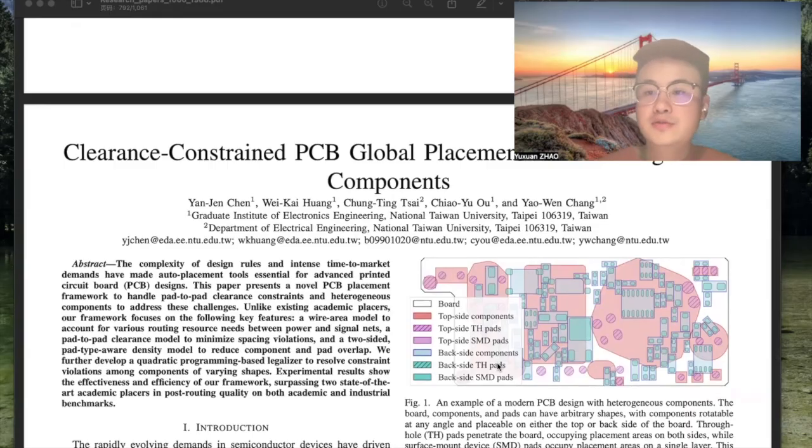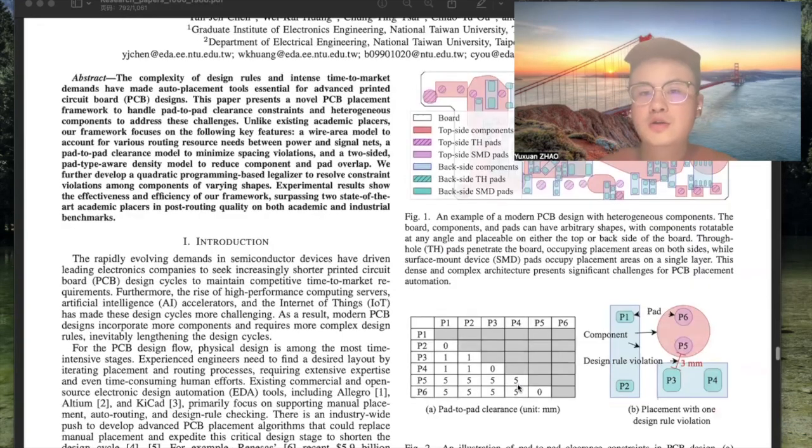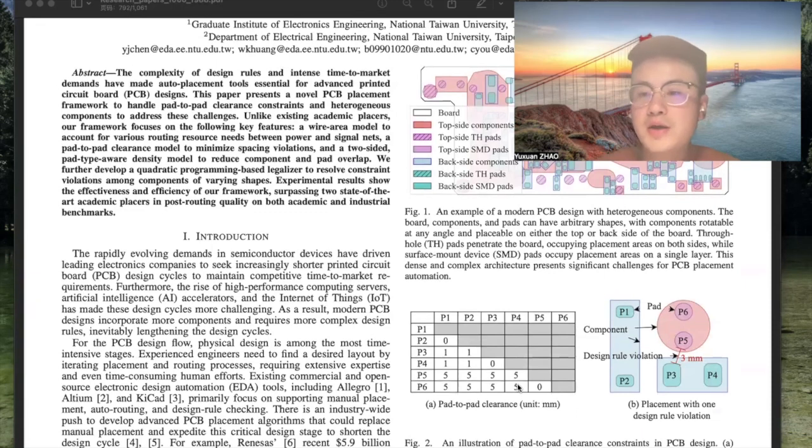Traditionally, PCB placement is very different from ASIC placement, since the components in PCB can be any shape, and there are very unique design rules, like for the distance between any pair of two pads with very different shapes, the minimal distance should be larger than a predefined value.